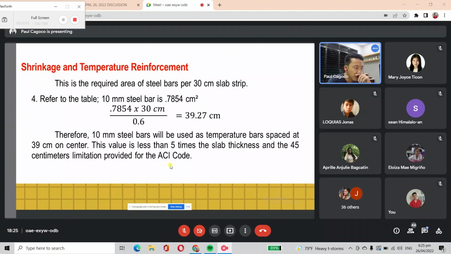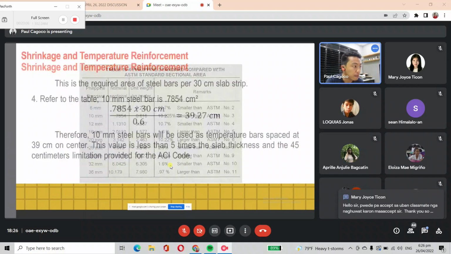So this value is less than 5 times the slab thickness. So remember nato, this value is less than 5 times slab thickness and the 45 centimeters limitation provided for the ACI code. So for example, mulapas siya sa akong gi-compute ganiha, so kung mulapas siya sa 45 cm, we'll use 45 cm. But since wala siya mulapas, so we'll use 39.